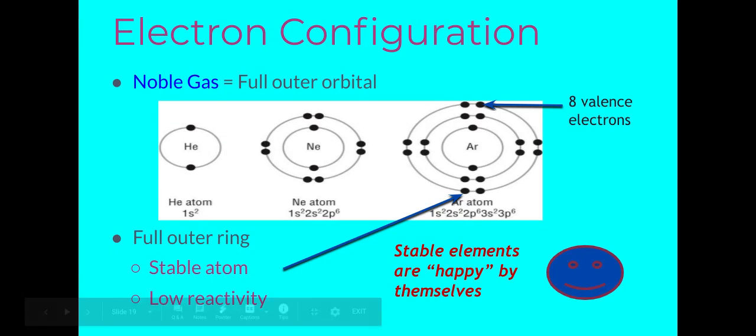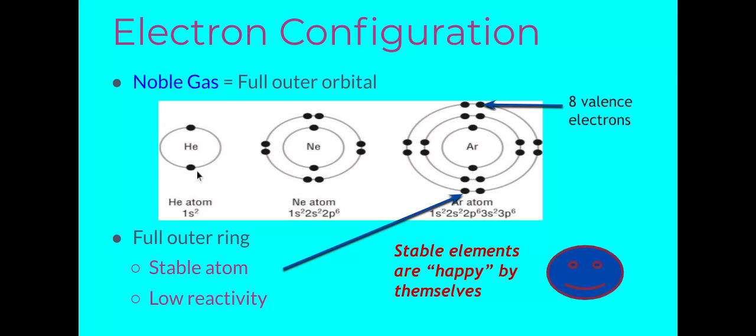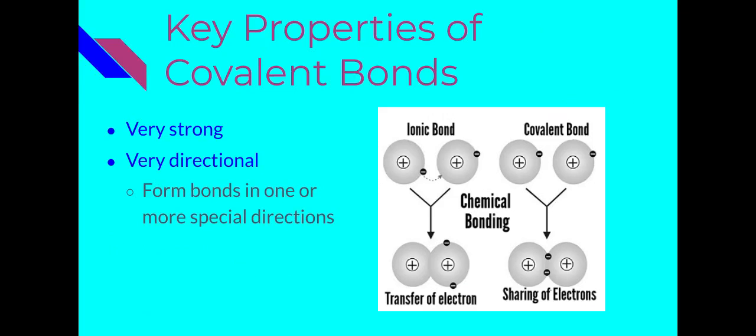So if I look at this, all of these are examples of noble gases. The first ring can only hold 2 electrons, so helium is happy with 2. And then after that, they're going to hold 8. So neon has an atomic number of 10, which means it's 2 in the first ring and 8 in the second. And then argon is going to have an atomic number of 18, which it has 2, 8, and then 8.